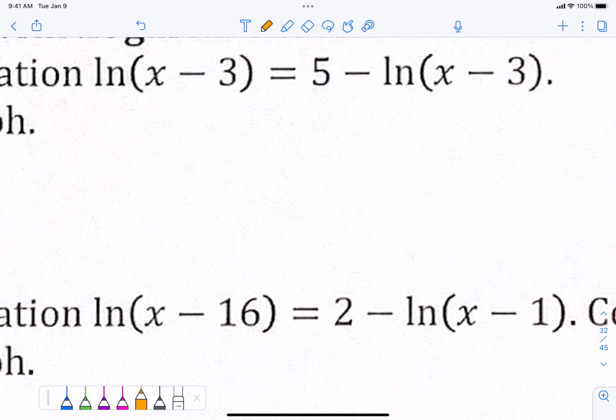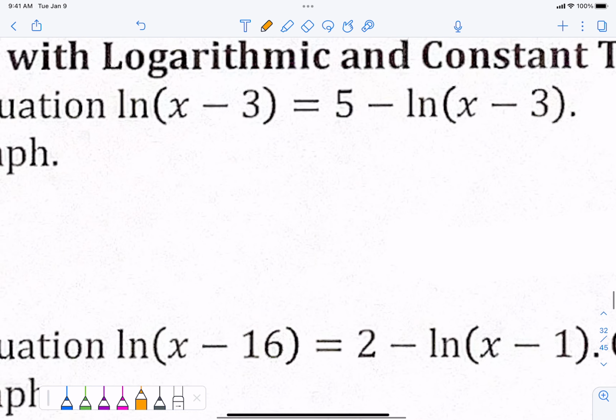Okay, here we go. Ready? This one is a little bit different because we have this 5 going on in here. So here we go. Let's talk about how we treat that 5. When I have terms that are not ln's or not logs.